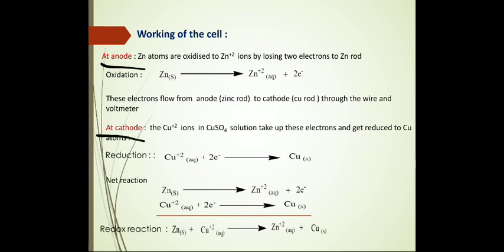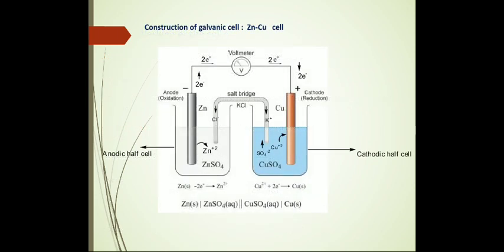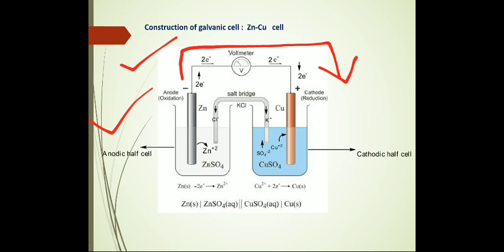There is a flow of electrons. We have to understand that in this example, the electrons are generated at the anode and consumed at the cathode. So the electrons flow from the anode to the cathode. There is a flow of electrons, so it definitely generates electricity.